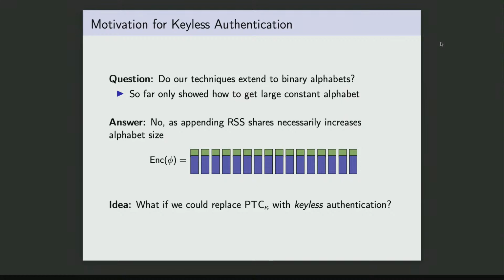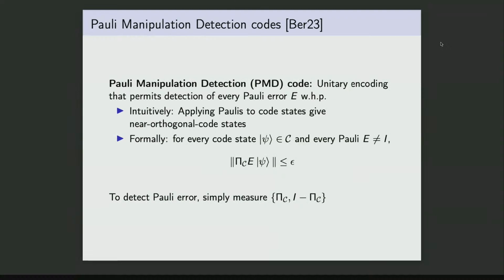So this raised the question: what if we could replace our PTC with some keyless authentication? Maybe that would mean we don't even need this robust secret sharing in the first place. And this is exactly what these Pauli manipulation detection codes do. They're a unitary encoding that permits the detection of every possible Pauli error with high probability.